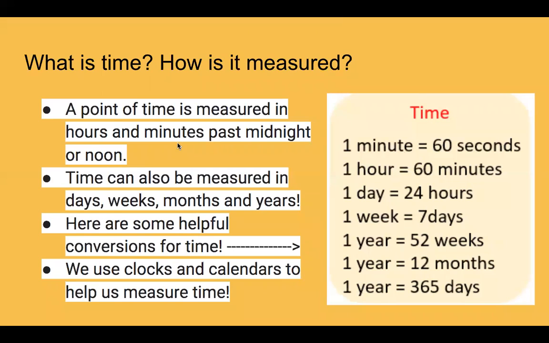And time is typically measured in hours and minutes past midnight or noon, and we use a clock to measure that every day throughout the day. We need a clock or a watch of some kind to look at what hour it is and how many minutes. Time can also be measured in different ways, like days, weeks, months, and even years.